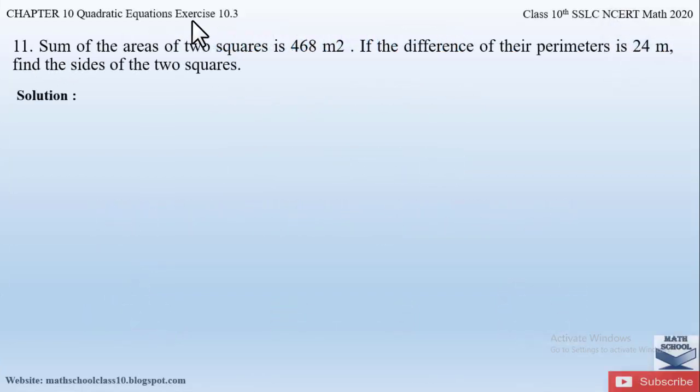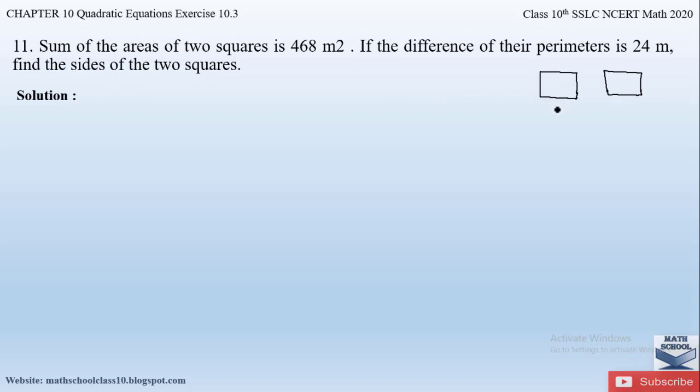Question number 11 from exercise 10.3, chapter number 10 Quadratic Equation says: sum of the areas of two squares is 468 meters square. If the difference of the perimeters is 24 meters, find the sides of the two squares. So there are two squares whose sum of the areas is 468 meters square and the difference of the perimeters is 24 meters. We have to find the length of the side of each square.